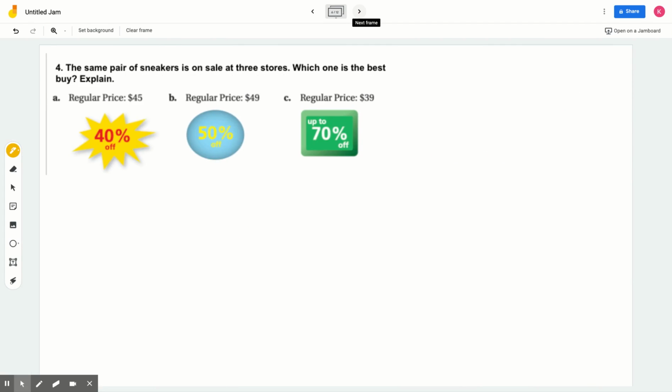Now let's take a look at number 4. The same pair of sneakers is on sale at 3 separate stores. Which one is the best buy? Explain. So which one is going to be the lower total cost?